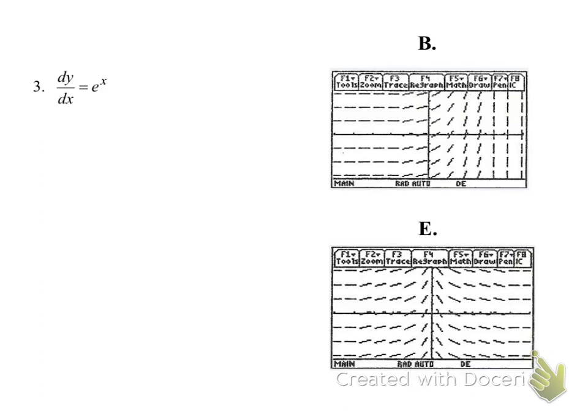Alrighty, number 3. So we have dy dx is equal to e to the x. Now, if you take the derivative of e to the x, it's just e to the x. Not plus c, we're taking derivatives. If you take the antiderivative of e to the x, you're going to get e to the x, right? So dy is going to equal e to the x dx, integrate, y is equal to e to the x plus c. So we have two choices here, either B or E.